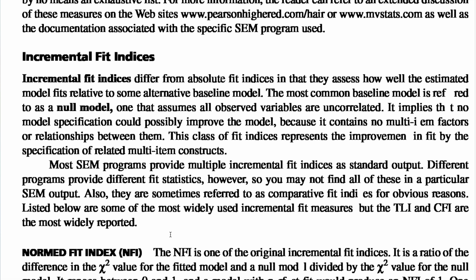Most structural equation modeling programs provide multiple incremental fit indices as standard output. Different programs provide different fit statistics, however, so you may not find all of these in a particular structural equation modeling output. They are also sometimes referred to as comparative fit indices, for obvious reasons. Listed below are some of the most widely used incremental fit measures, but the TLI and CFI are the most widely reported.